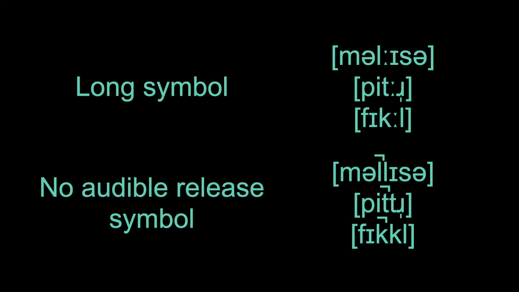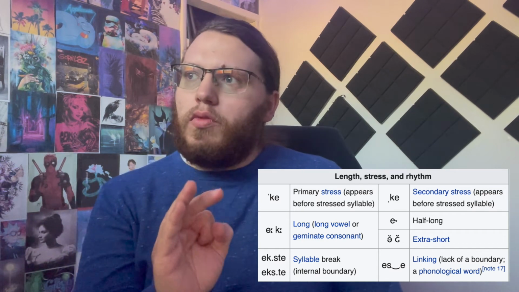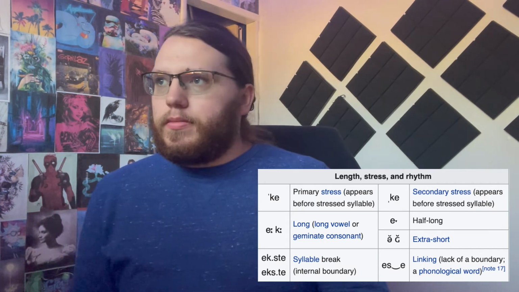Now, there are 2 ways you can represent geminates in the IPA. You can either use one segment with the long diacritic after it, as shown on the top example, or you can double the segment and have the no audible release diacritic atop the first one, as in the bottom example. And then your syllable breaks are represented with a little period there.